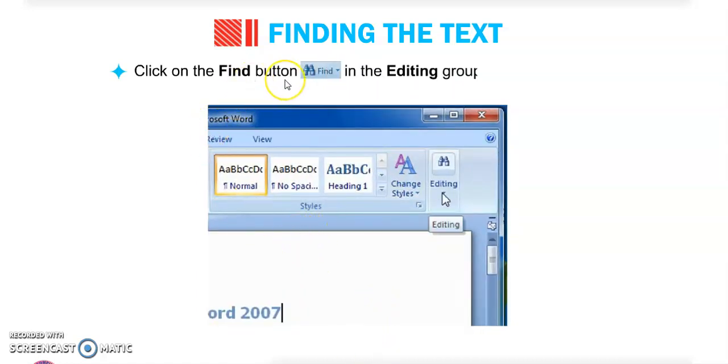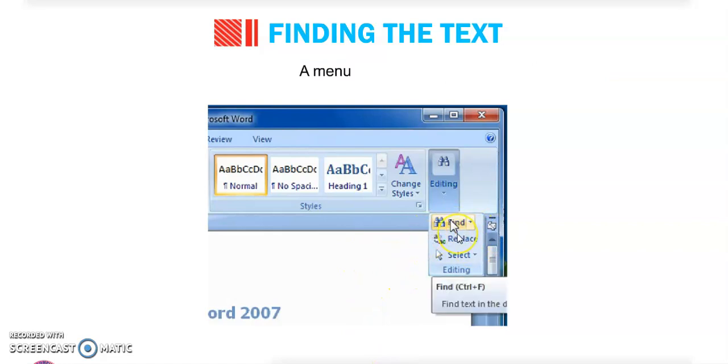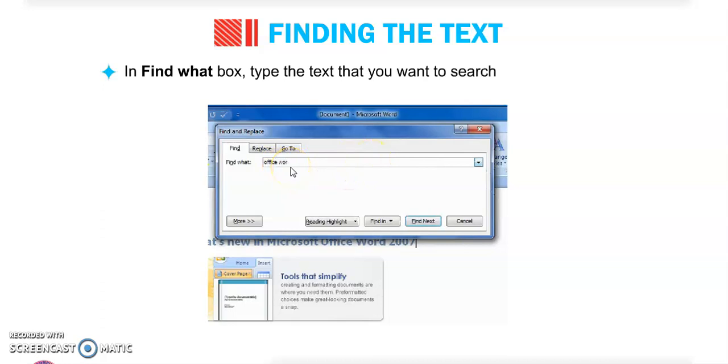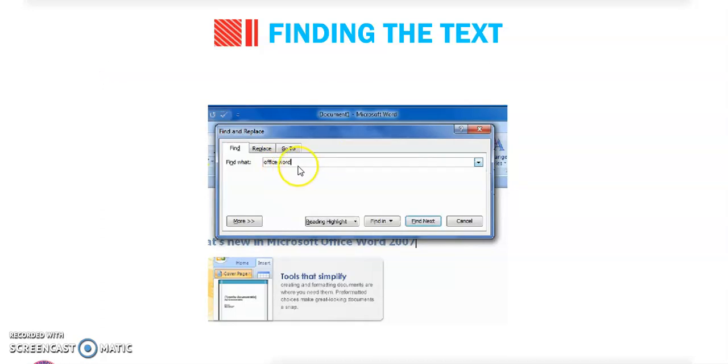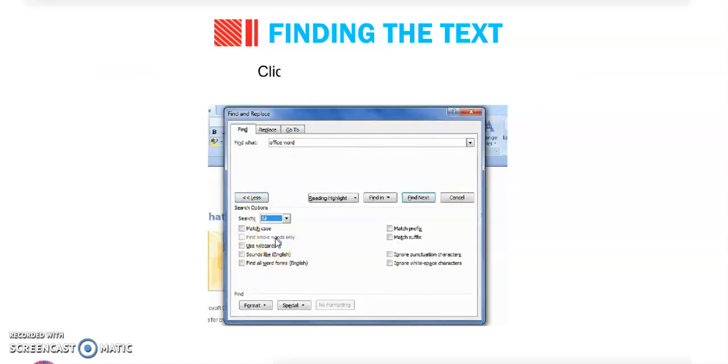First, click on the Find button in the Editing group on the Home tab. There is a Find button. A menu will appear for finding text. Then select the Find option on the menu. The Find what box is here. Write the word that you want to find in the Find what box and click on the More button, and you can select up, down or all in the whole document where you want to find. Then click on Find Next.